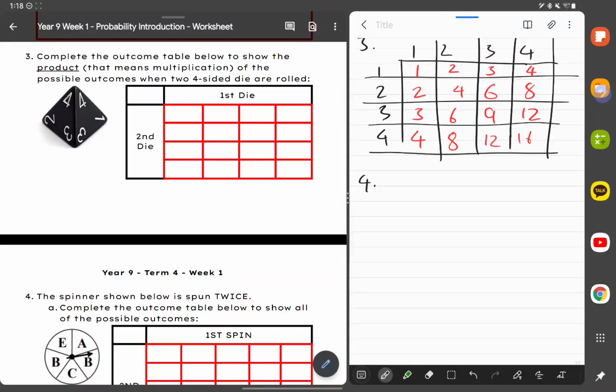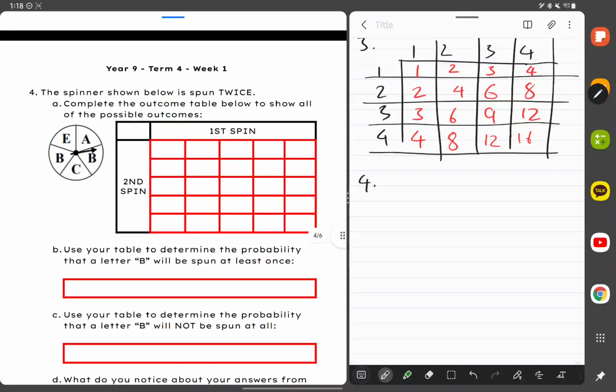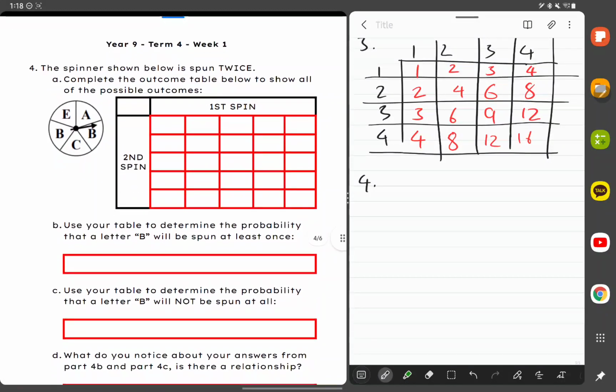Number 4. The spinner as shown below is spun twice. Complete the outcome table below to show all of the possible outcomes. Now look at that spinner real carefully. It's A, it's B, it's C, then it's B again, and it's E. So D is not there. And there are 2 B's. So let's be careful about that. So first spin, we have a grid like that. Let's see.